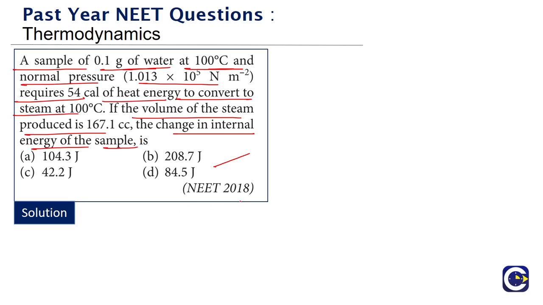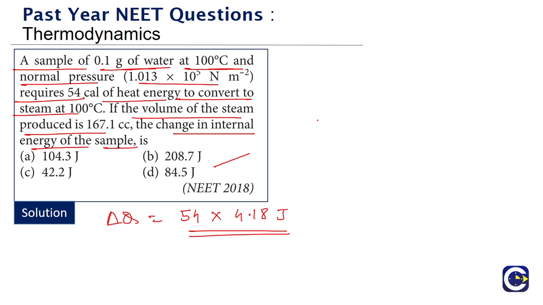So we have to find what is the change in the internal energy of the sample. Here we know what is delta Q. Because it is absorbing 54 calories, if you want to convert this into SI unit, we have to multiply this with 4.18. So the delta Q will be 54 into 4.18 joules. This is the delta Q value. This much amount of heat is absorbed.